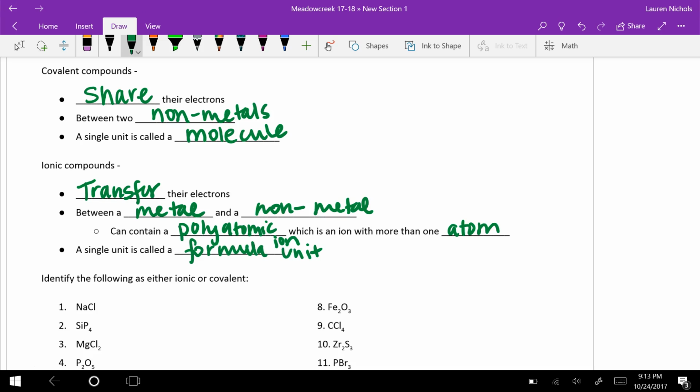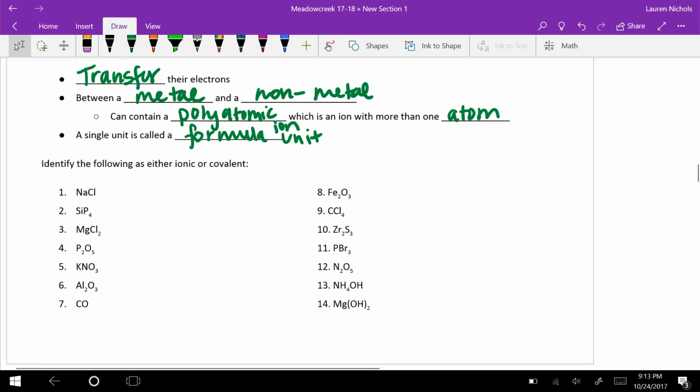Now, if you are asked to decide whether or not something is ionic or covalent, like in these problems here, but you do not know their electronegativity values, the way to determine it is going to be through whether or not it contains metals or only nonmetals. And that will help you determine.